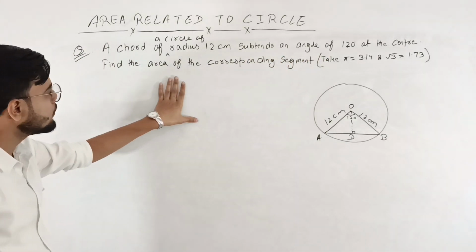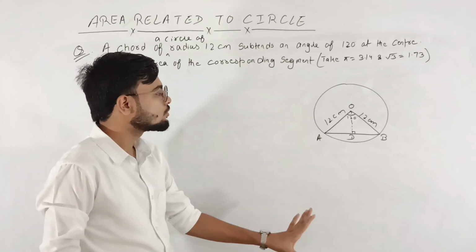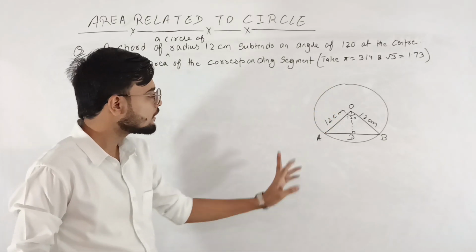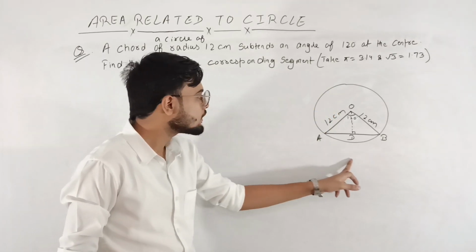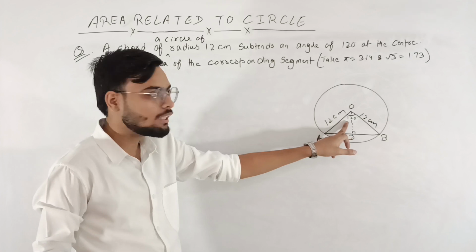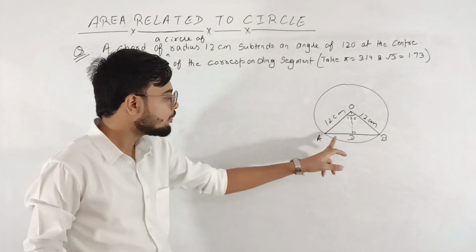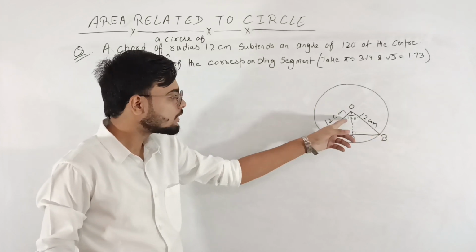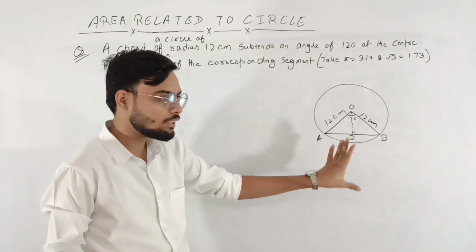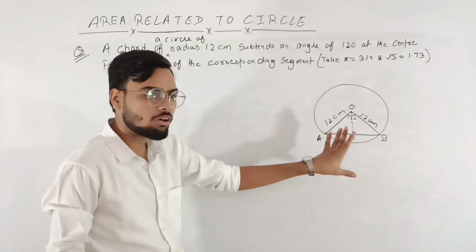Then we have to find the area of the corresponding segment. Okay, so look here, there is a circle in which AB is an arc, and this arc subtends an angle of 120 degrees at the center. Okay, and AB is the chord. This AB chord subtends a 120 degree angle at the center, either AB arc or AB chord.